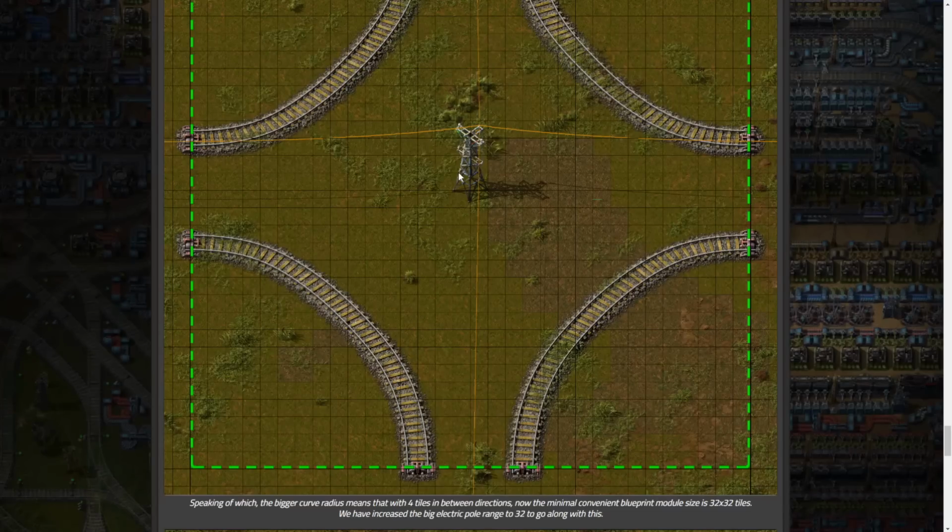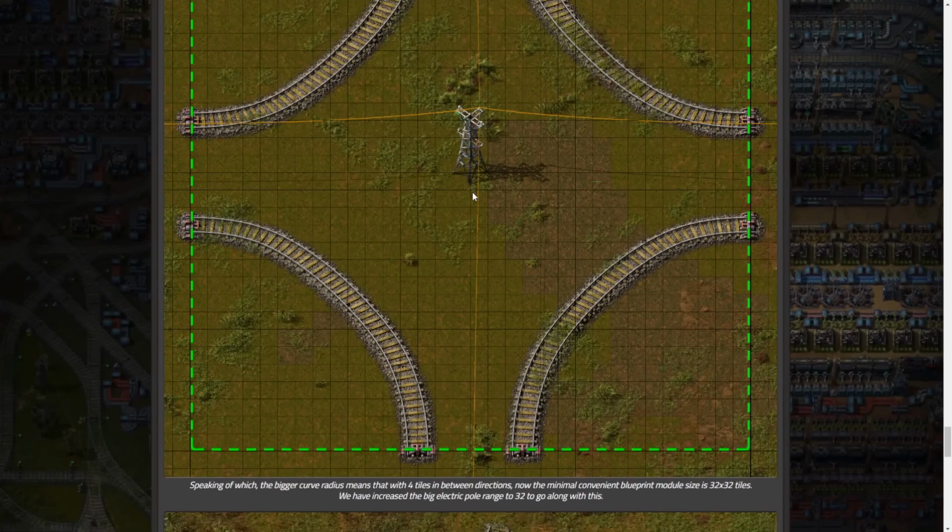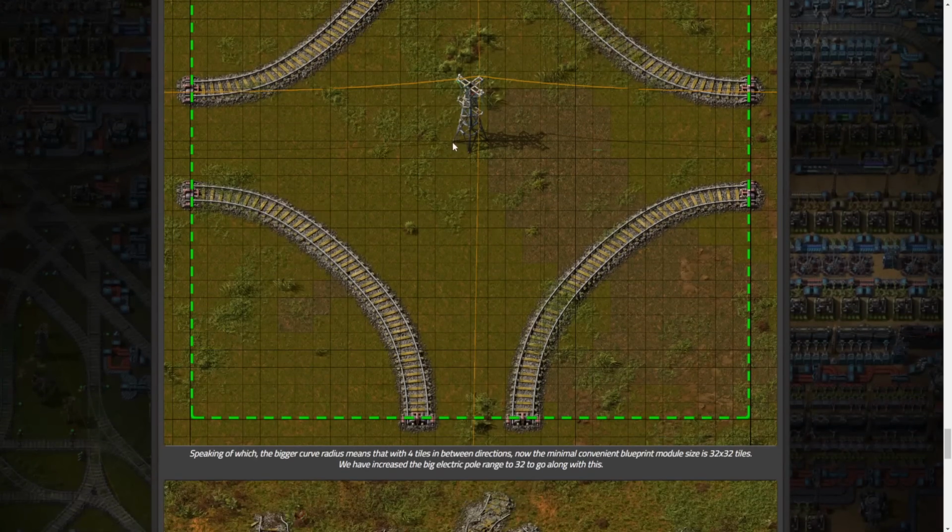But now, especially with straight rails, you can have your big power poles exactly on the edge of chunks and they will reach perfectly. And this is just fantastic. I love this so much. And just generally, it makes more sense to me that these reach a chunk, pretty simple, makes the blueprints nicer, I think. Just really, really great change there.